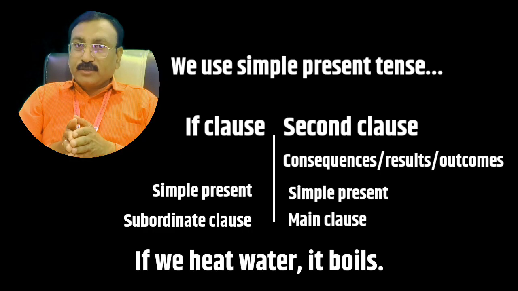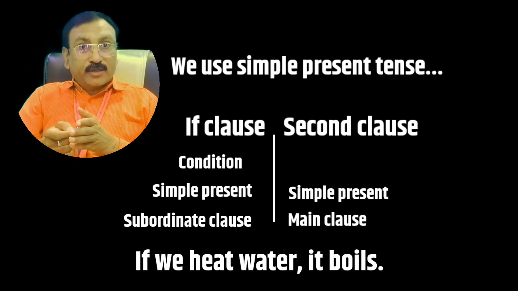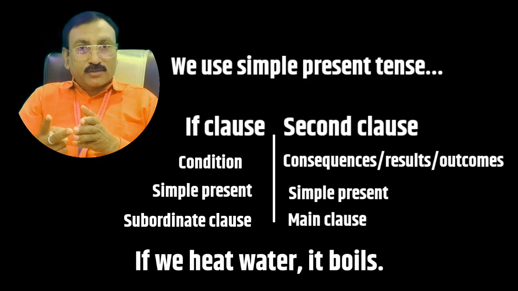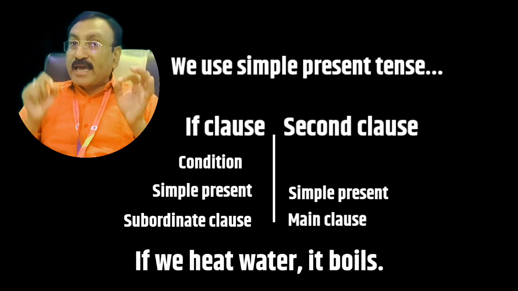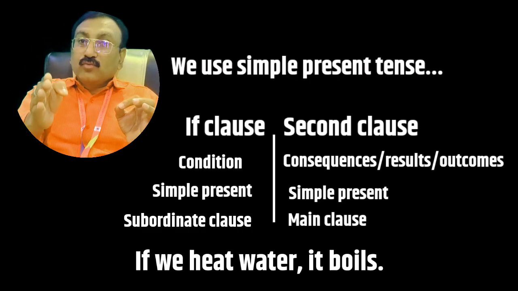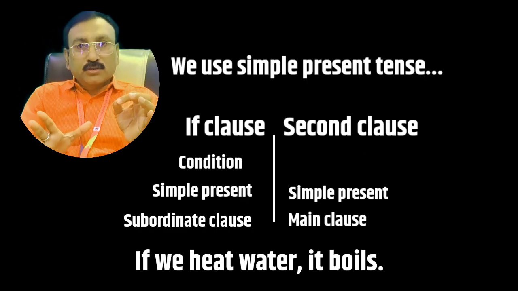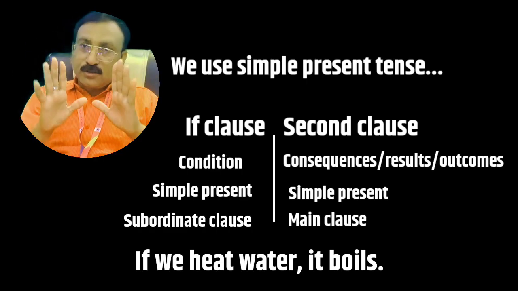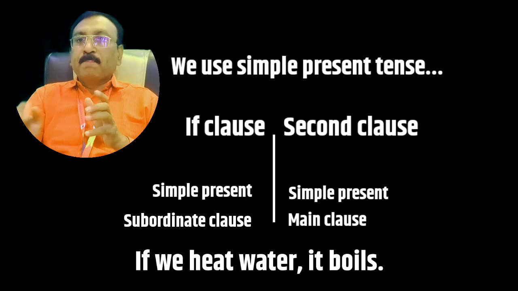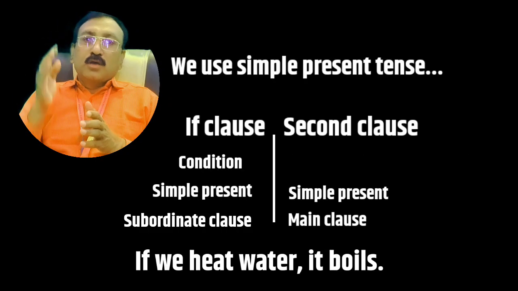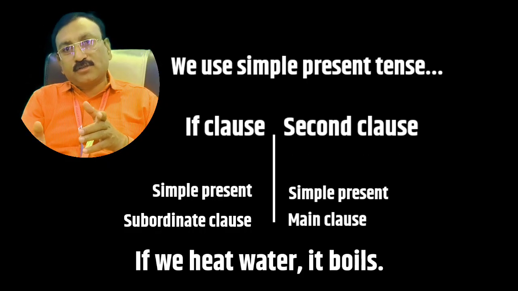So my point here is that when we want to express universal truth with the help of a conditional sentence, when we use two clauses, in both the clauses we use simple present tense, as I gave you the very best example. If we heat water, simple present tense, the condition is given in the first subordinate clause, and in the second main clause I also used simple present tense. It boils.